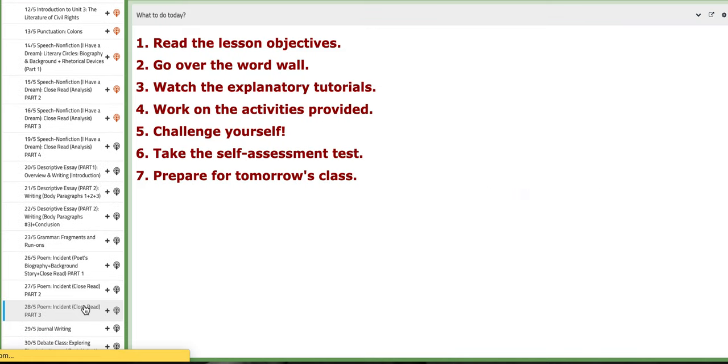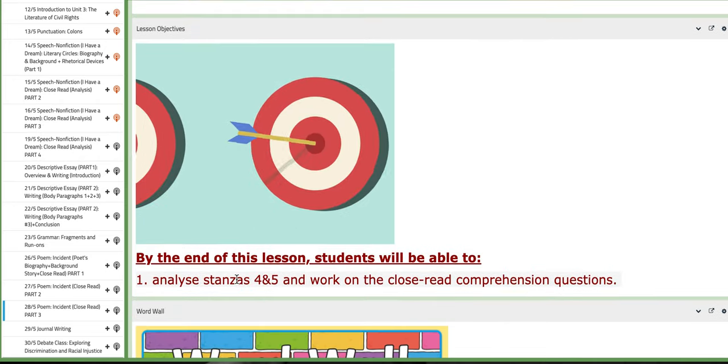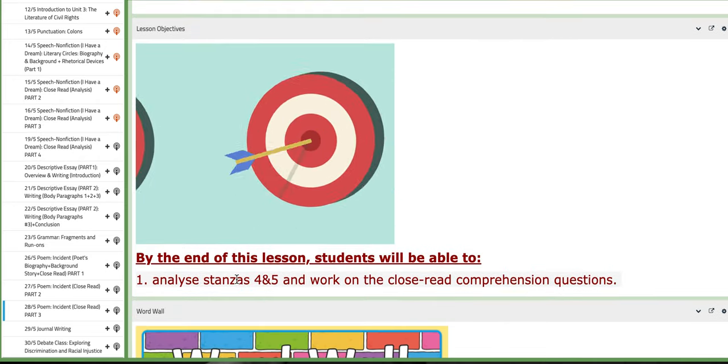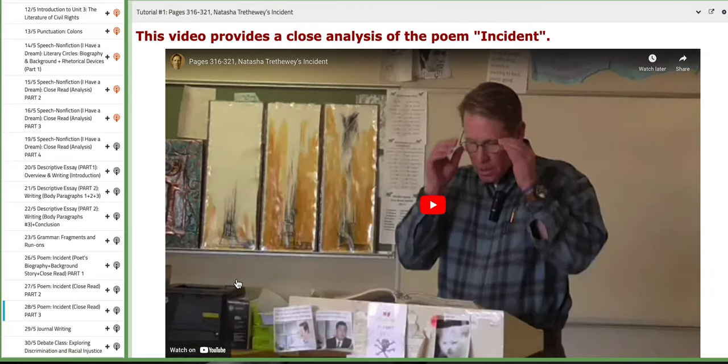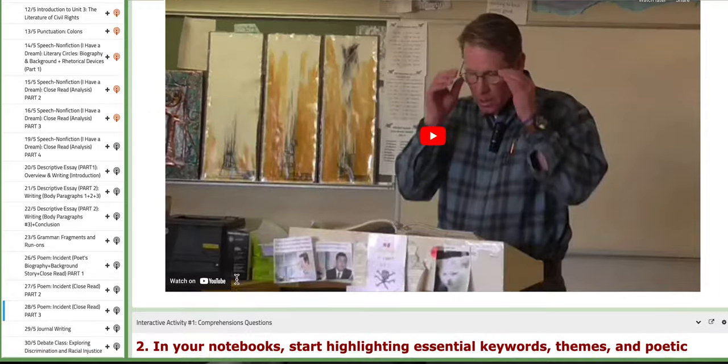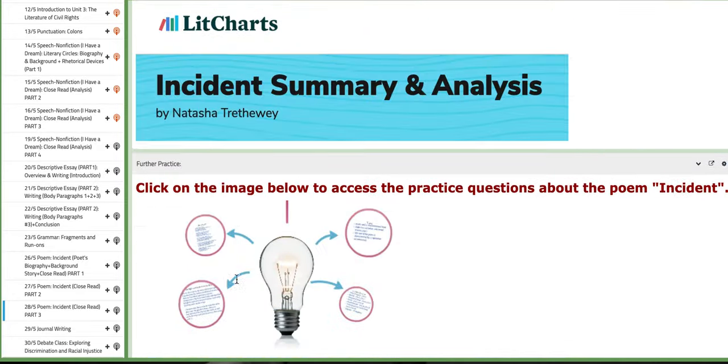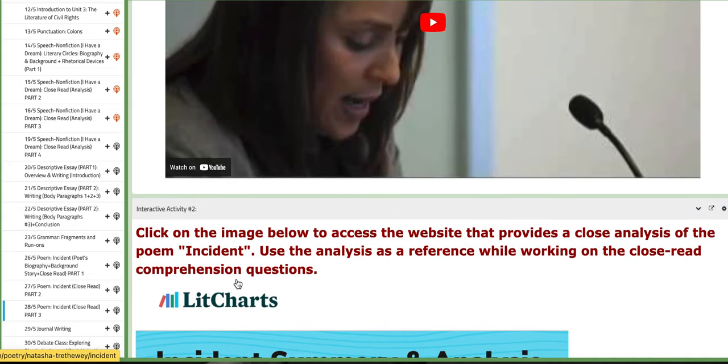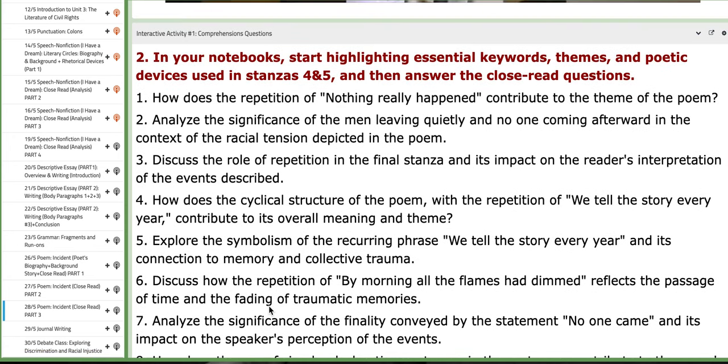Now, on the following day, the 28th, we are going to finalize the last part. We're going to finalize the poem's analysis, dealing with or analyzing the last part of it, part 3. Aside from the tutorials, you also have, again, the LitCharts access. You're going to learn about the analysis of the poem. It will help you out, along with comprehension questions and literary questions about stanzas 4 and 5.